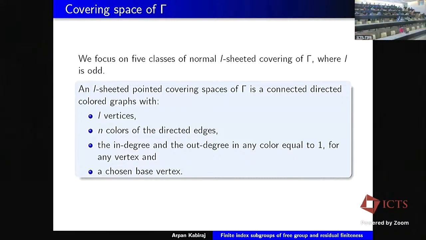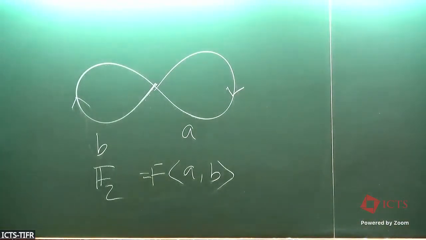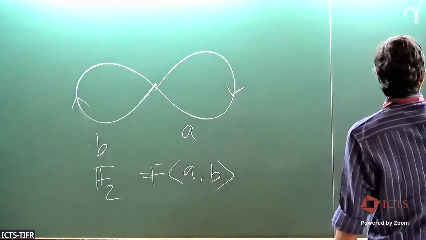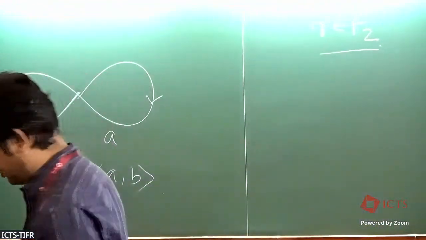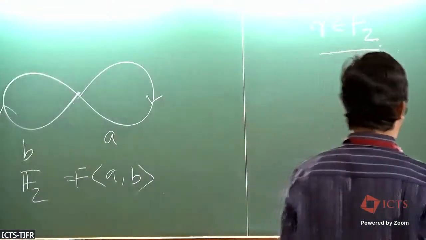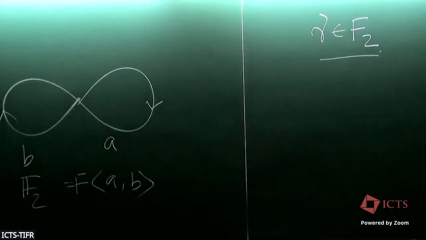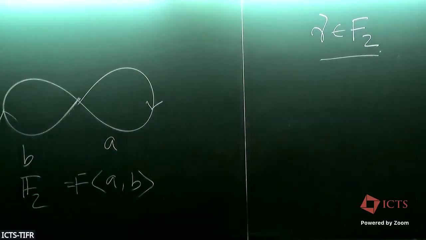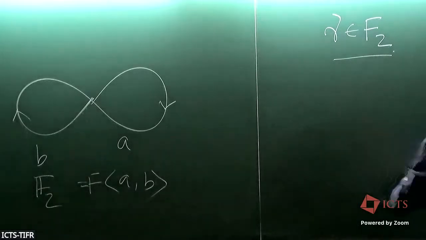So let's say this is my free group with 2 generators, A and B. That's F2. And if I give you any word gamma in terms of A and B, which is in F2, I want to see what happens in index 2 subgroups. How do I construct a covering of index 2 where this gamma lives? Basically, the point is you have to consider only 2 coverings. One is the following.